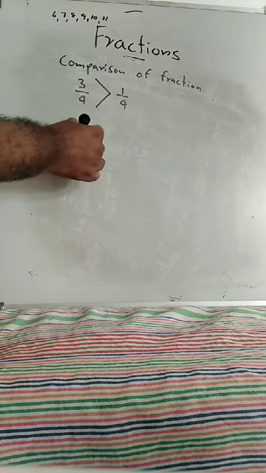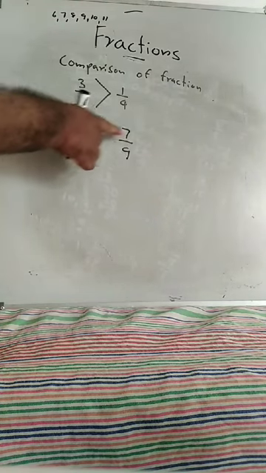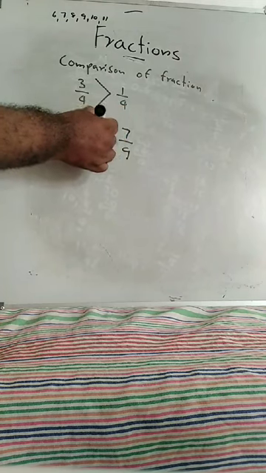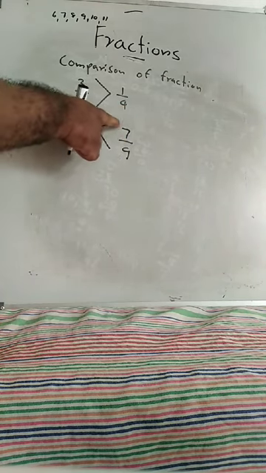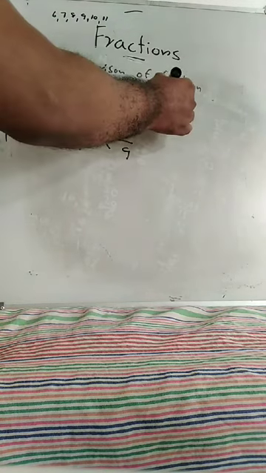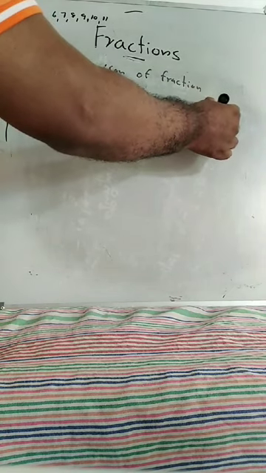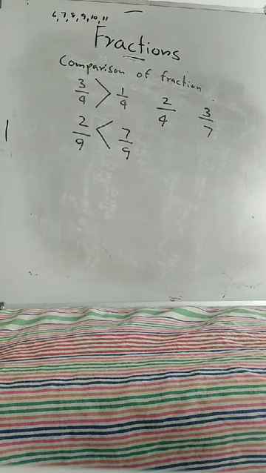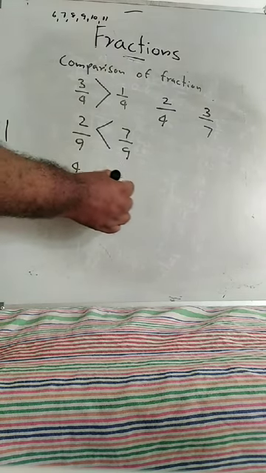2 upon 9, 7 upon 9. When comparing this, the denominator is equal. Here this fraction is biggest. Then 2 upon 9 is less than 7 upon 9. Right, another one. When unequal, 2 upon 4 and 3 upon 7. When unequal, can you find what is the biggest one?